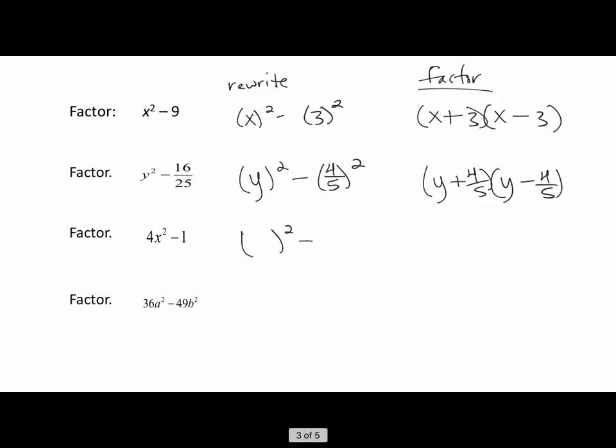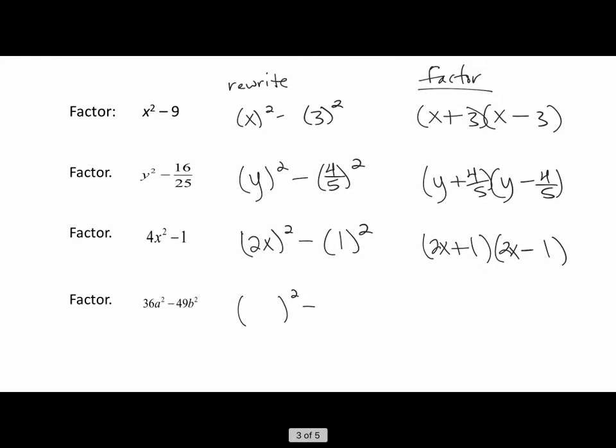Then our next example, can we write this as a difference of two perfect squares? 4 is 2 squared, and x squared is x squared. And 1 is 1 squared. So yes, that means we will have two binomial factors, sum and difference of 2x and 1.